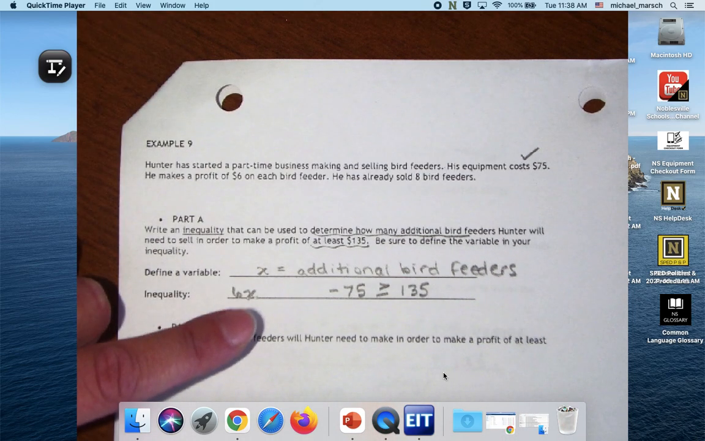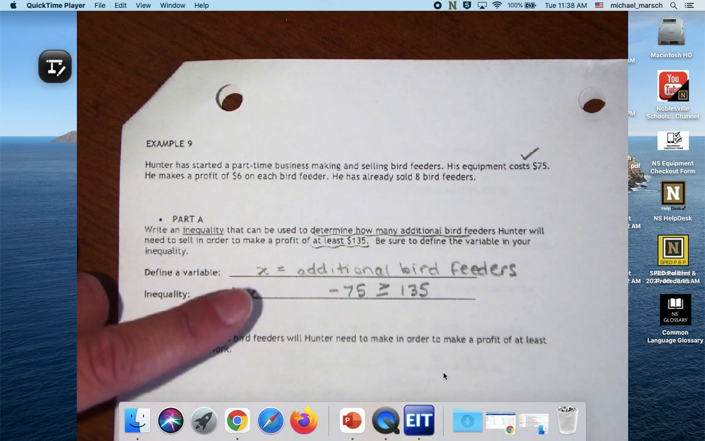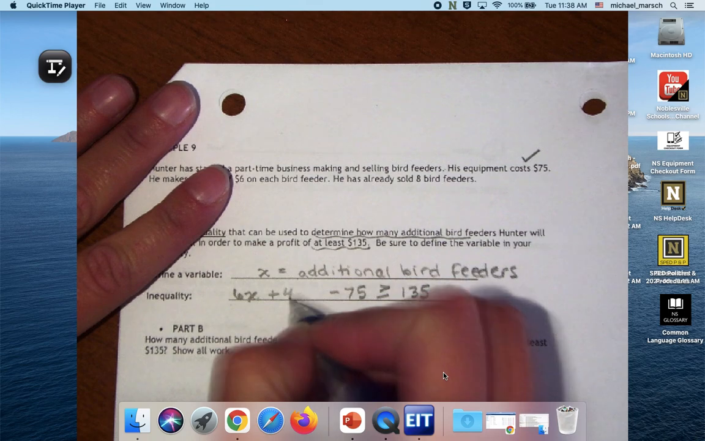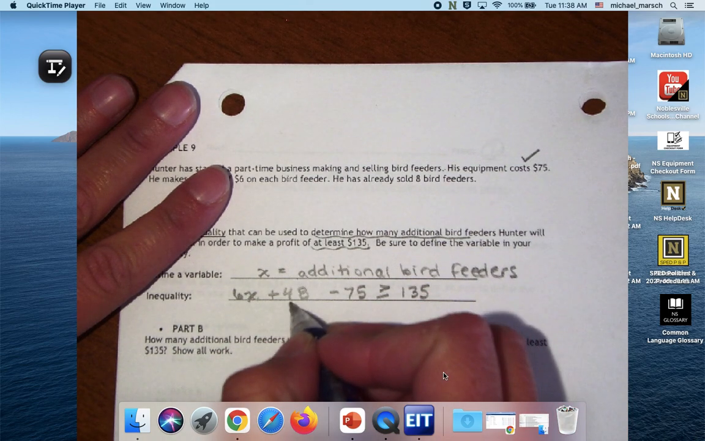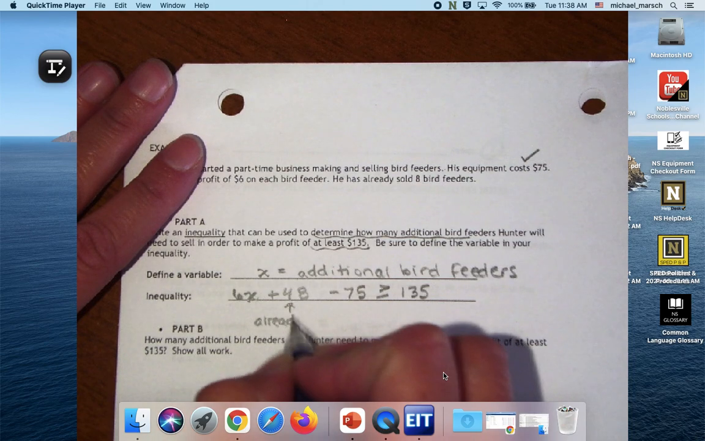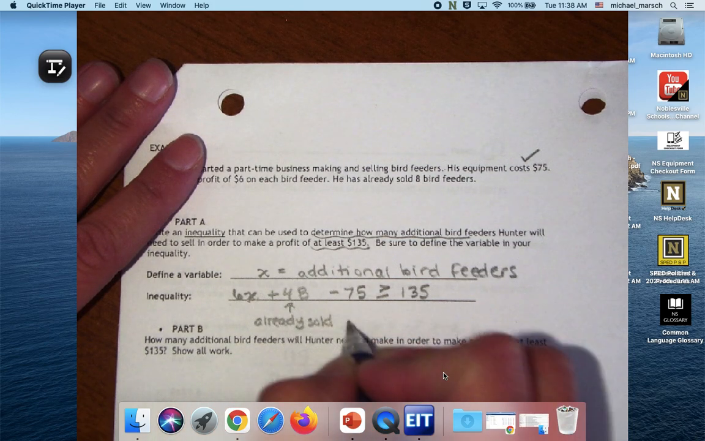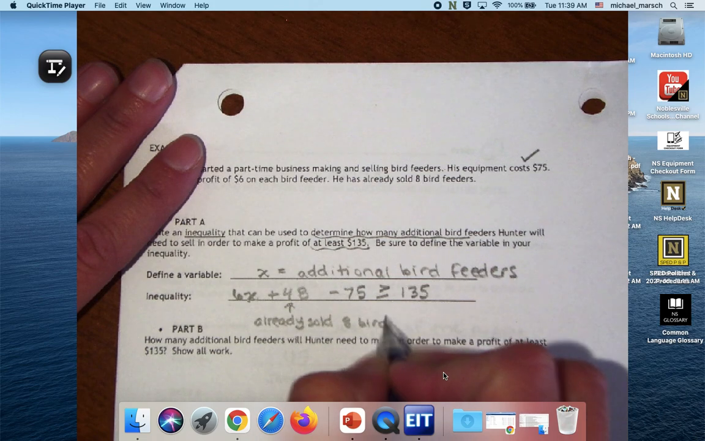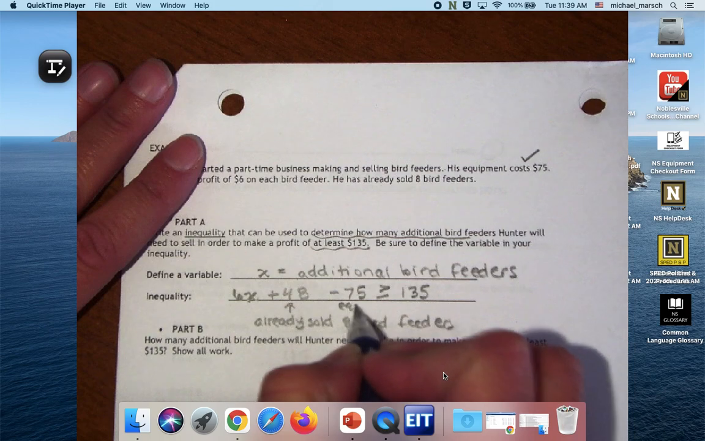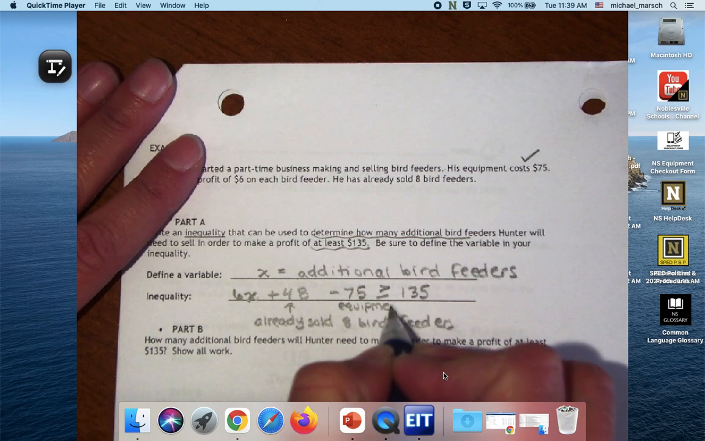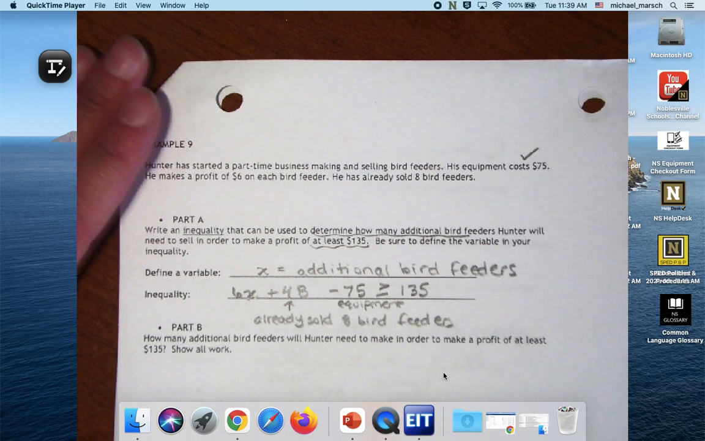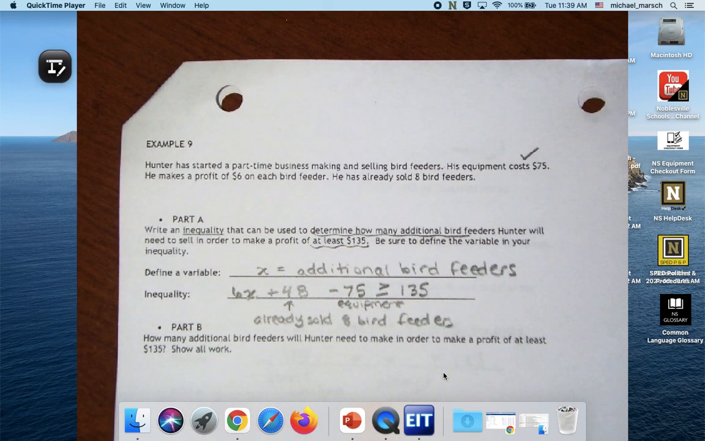So profit. He's already made some money. How much has he made on the bird feeders? 48? Yeah, he's made $48. So you have to do 6 times 8, because he already sold 8 bird feeders. That's the profit there. This is his equipment charge, so that's going to be a negative, right? And then he makes $6 per extra bird feeder he sells.